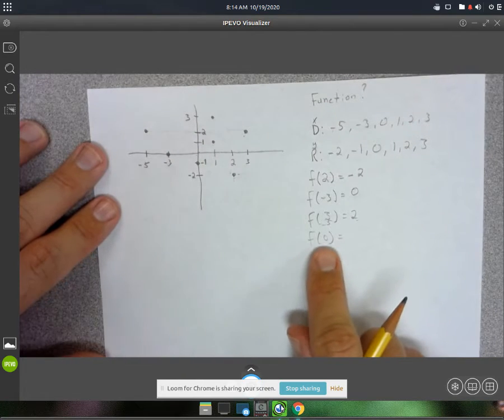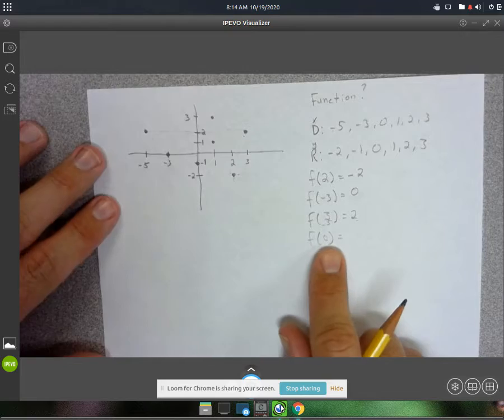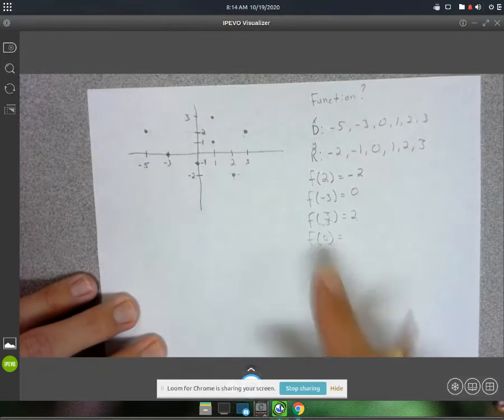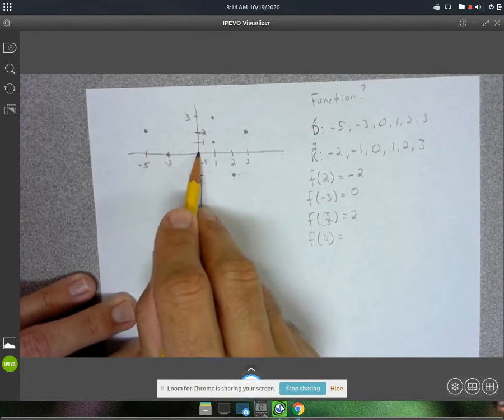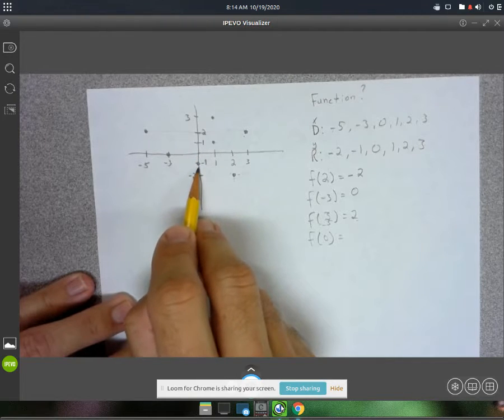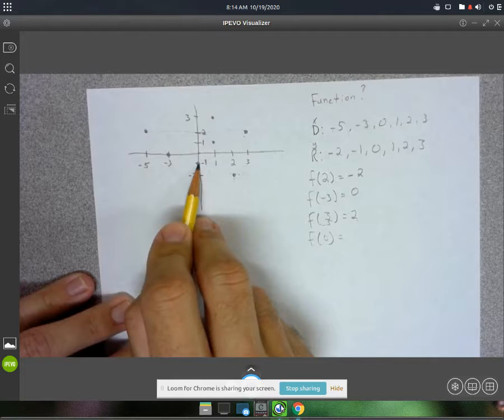All right, this one says you're plugging in 0 for x. I know this is the one that confuses people most. So f of 0 is going to be, you're plugging in 0 for x, so right here dead center, and you follow that down, and it would be at -1.